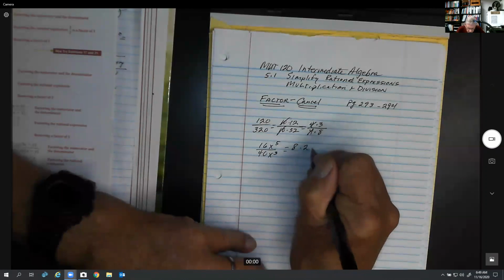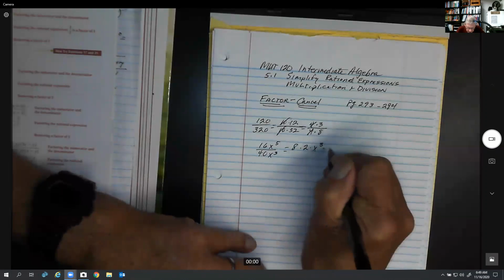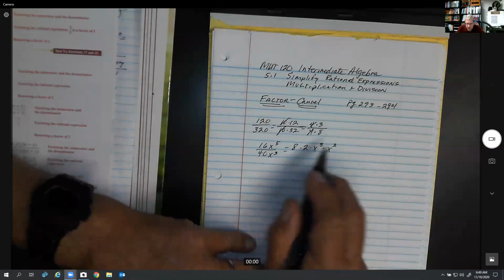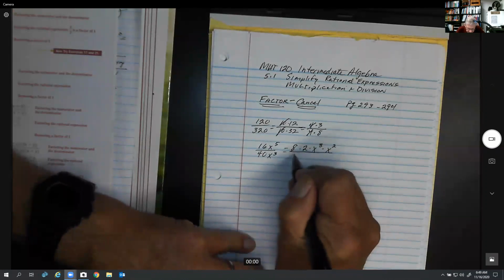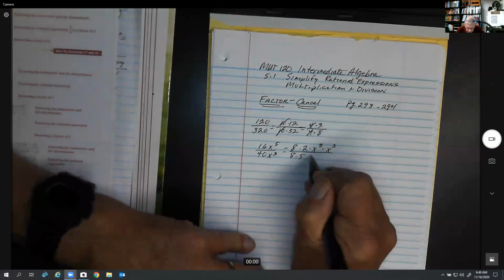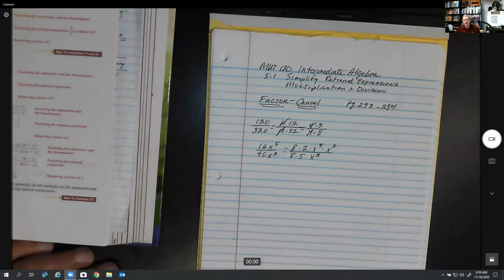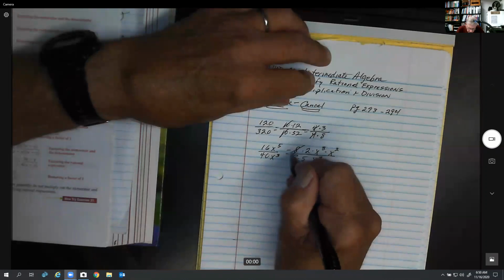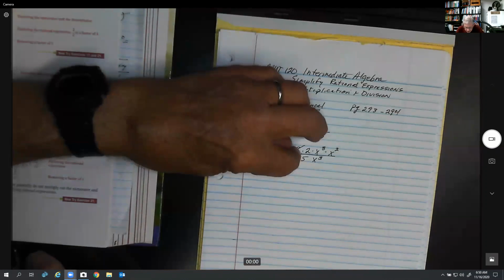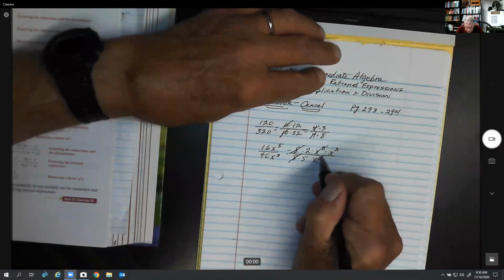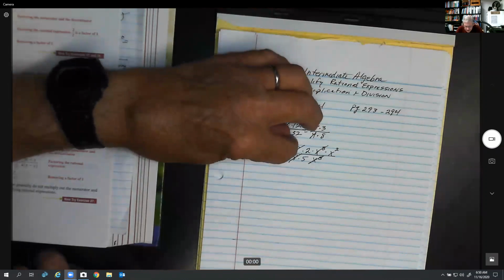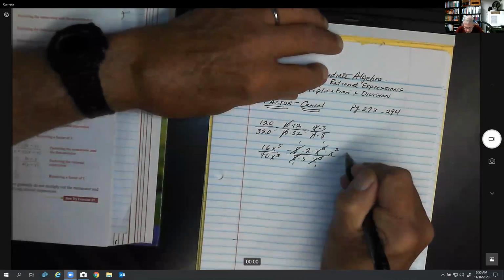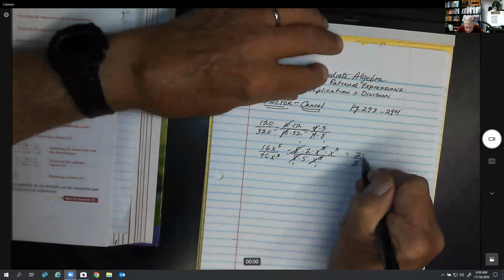This could be 8 times 2, and then this would be x to the third times x to the second, because when we multiply like bases, we add exponents. On the bottom, we could have 8 times 5, and then x to the third. Well, that's a lot of work, but this is technically what we're doing. We're canceling out those 8s, we're ending up with 2 fifths. And here the x to the third cancels out the x to the third. So anything that matches up on the top and the bottom equals 1. And so we get 2/5 x squared.